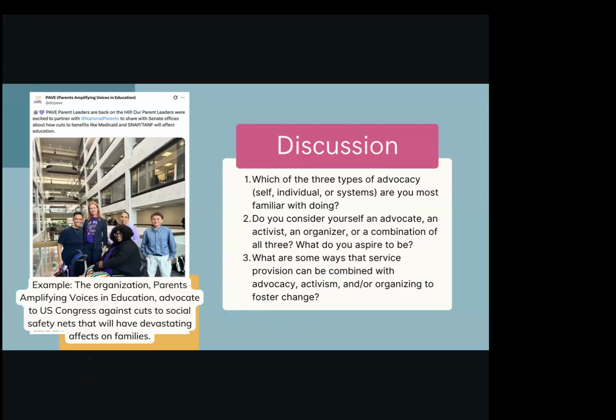For the first question, which of the 3 types of advocacy, self, individual, or system, are you most familiar with doing? I am familiar with the individual advocacy because I wanted to advocate for other girls here in my community. Do you consider yourself an advocate, an activist, or organizer? I think I would consider myself an activist and organizer because I wanted to raise awareness of early marriage and also the effect that it will have in the family.